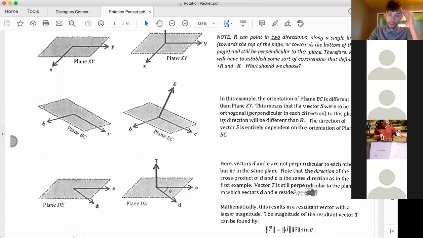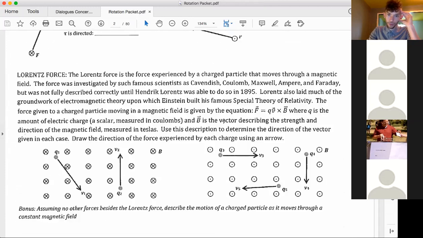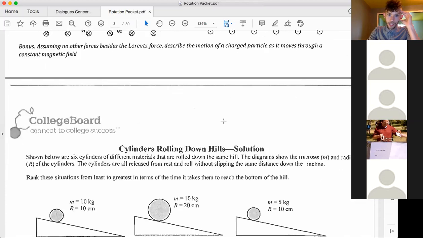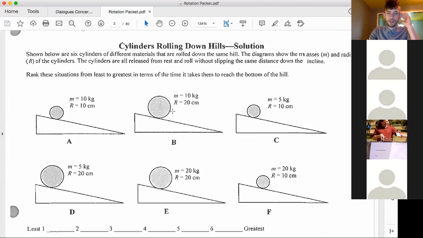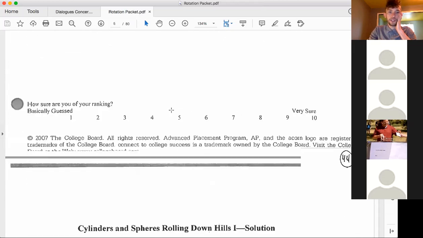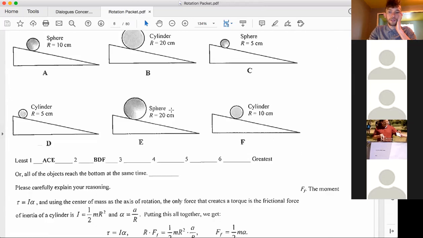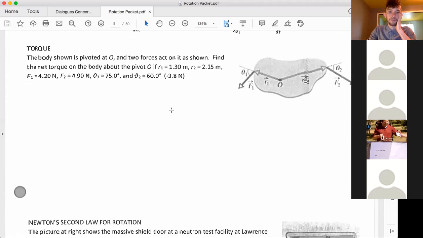It's kind of a hodgepodge of all of this stuff. It starts with practicing the right hand rule, which I recommend you do. And then there's all these pages about stuff rolling down inclines. Y'all can't do that yet. So I would ignore those pages. You will be able to do them by the end of this week, and they're really fun.